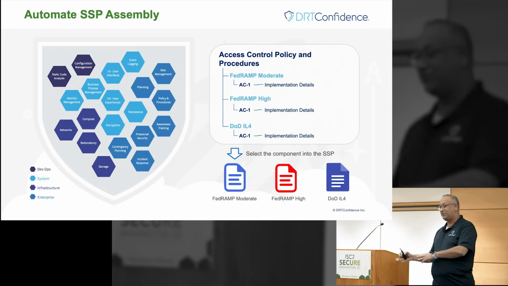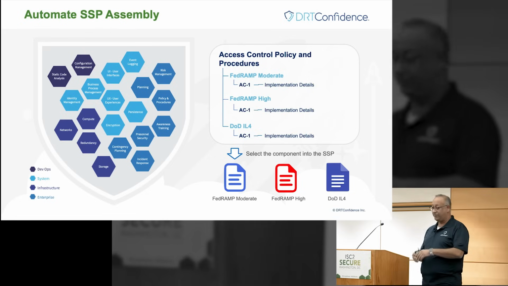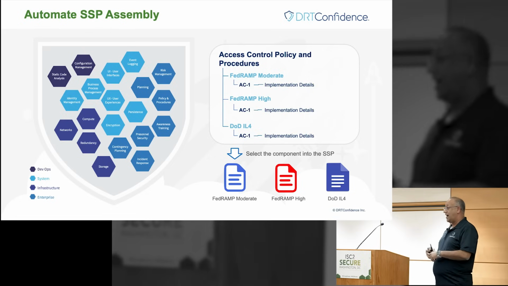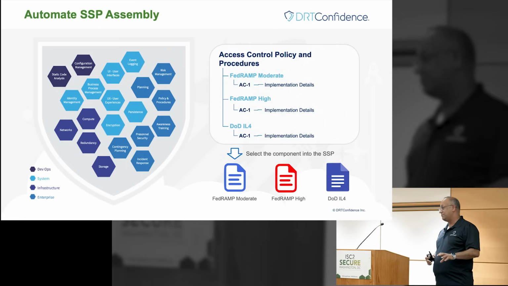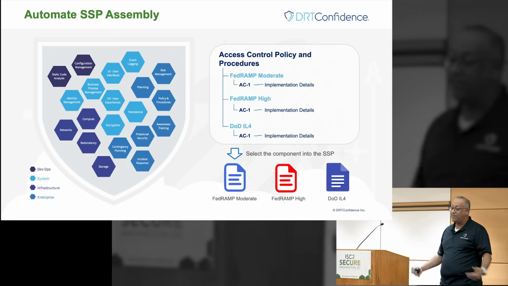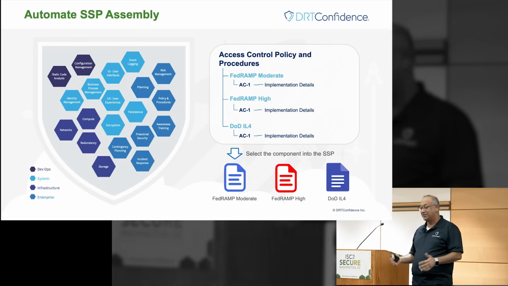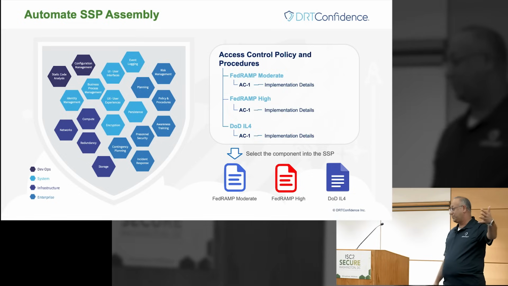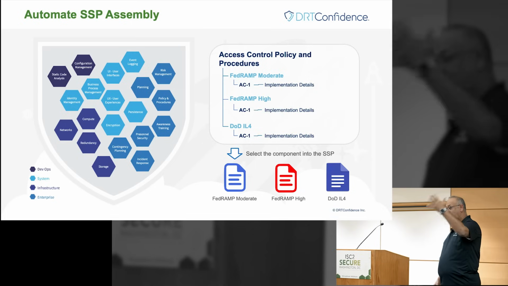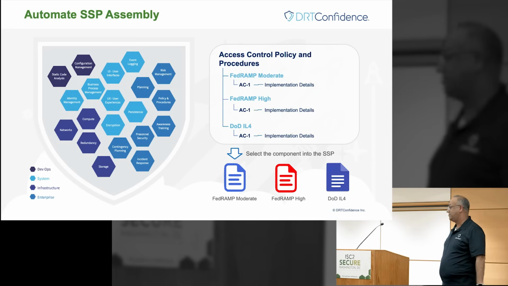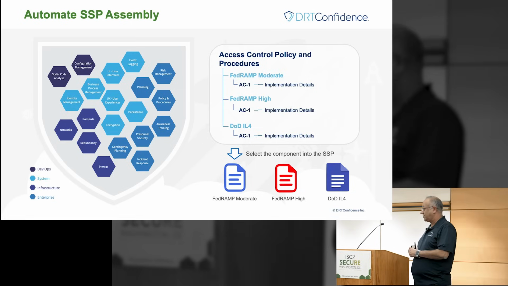Now I need to go for FedRAMP authorization. I need to build a FedRAMP moderate SSP. I have already said I am using this component, so tools can automatically build that SSP for you. Right, so we can now take all of that control implementation for a FedRAMP moderate, automatically copy that into the SSP, and your SSP draft is ready to go.